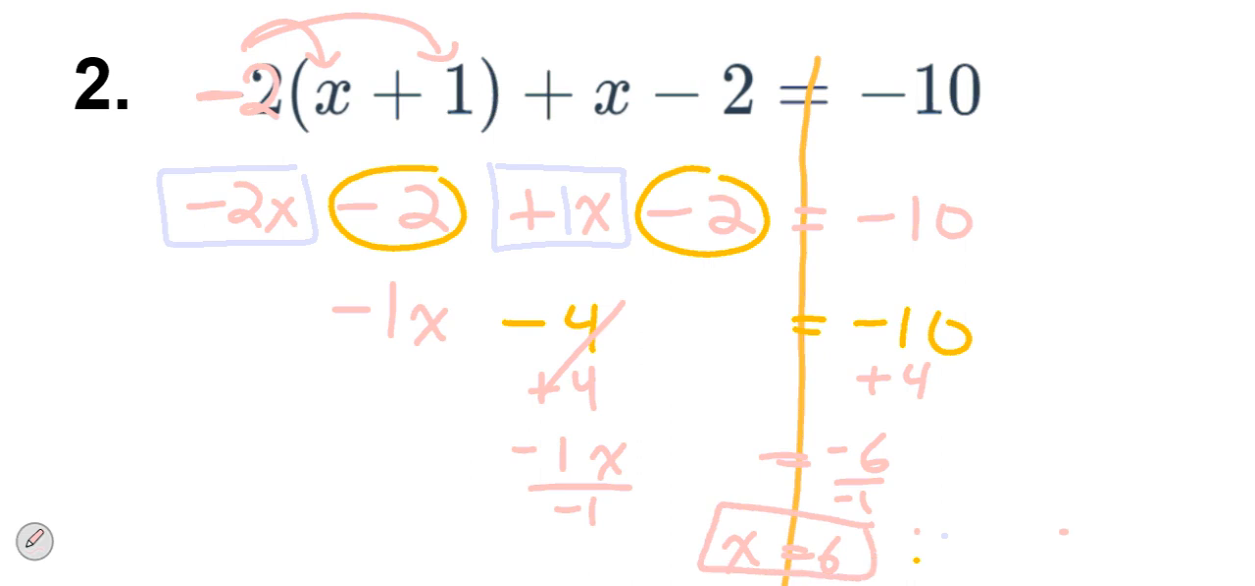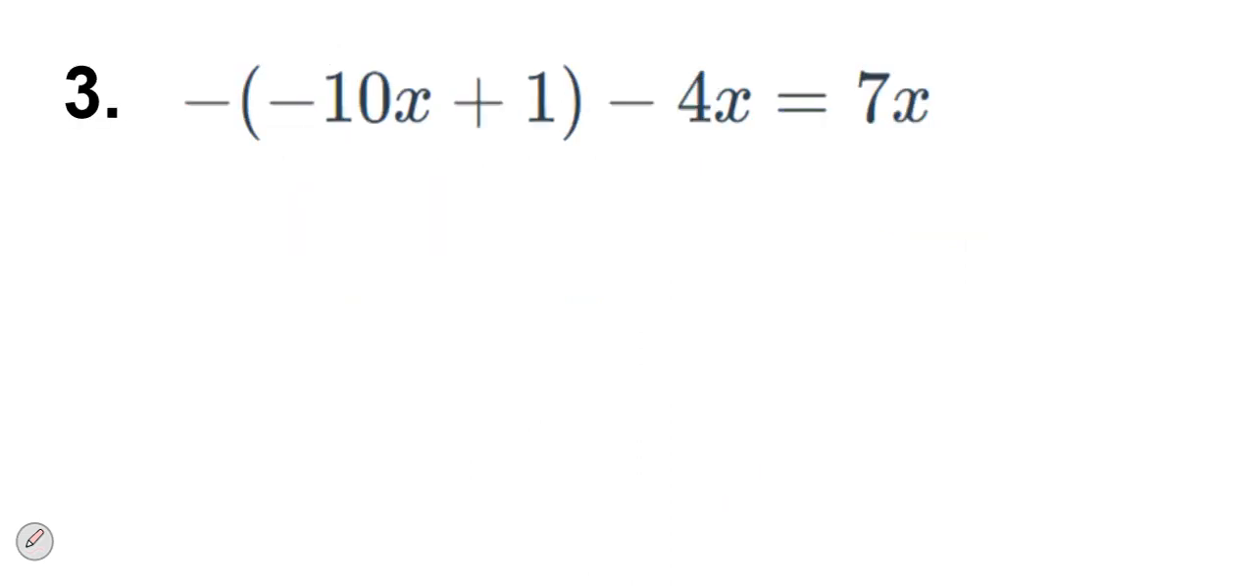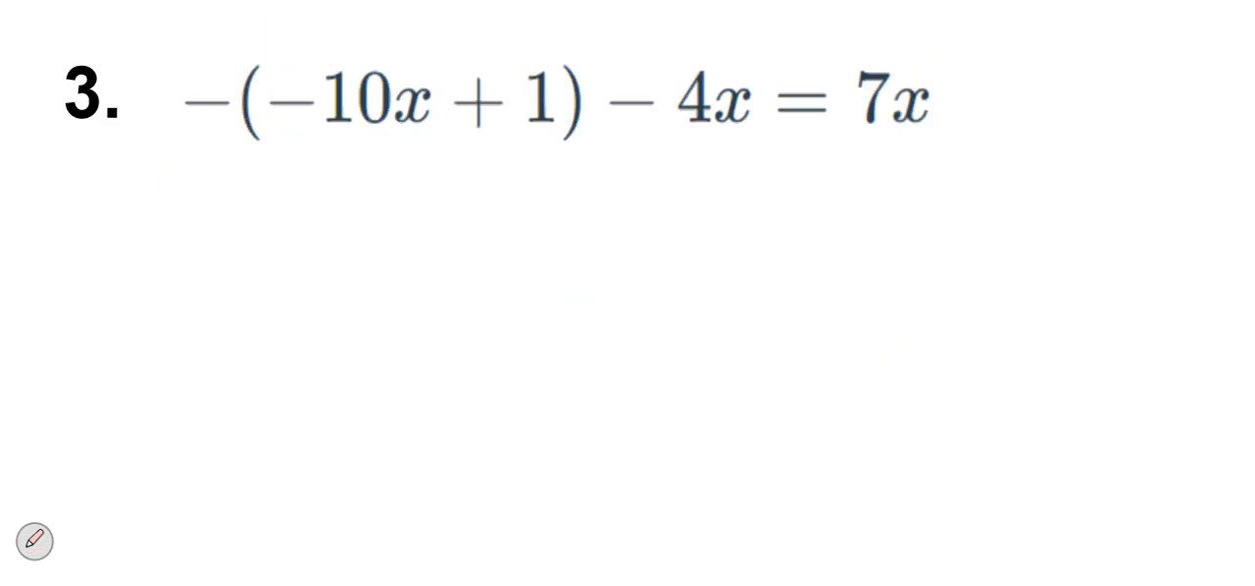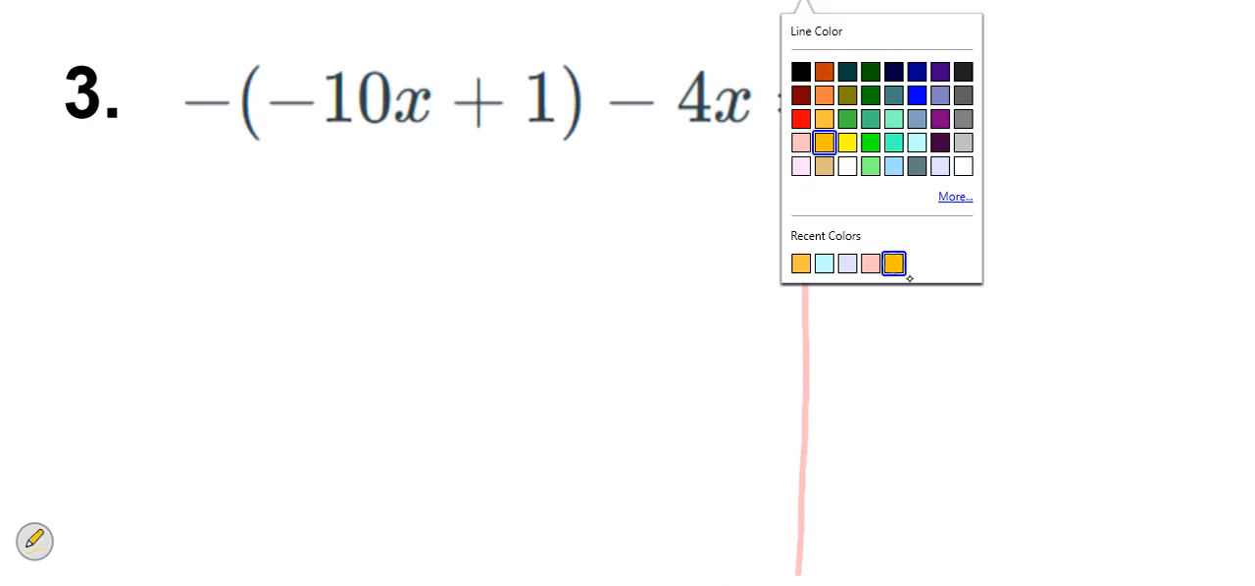All right, is that it? Or are they giving us another one? Oh, they're giving us another one. All right, we can do it. We're strong. All right, let's use our harvest gold and put that up. My harvest gold turned into pink. Let's use our harvest gold to do this problem because I like that color.